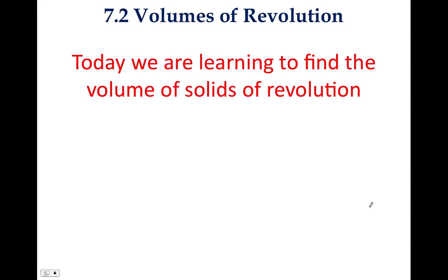So the reason we did this warm-up is because we are going to start reviewing volume. Specifically volumes of solids of revolution, and we're going to do these a few different ways, and then I'm going to come back and we're going to review volumes by cross-section.